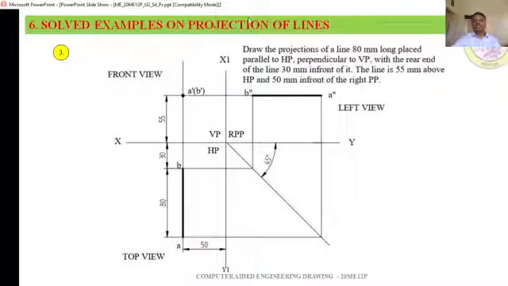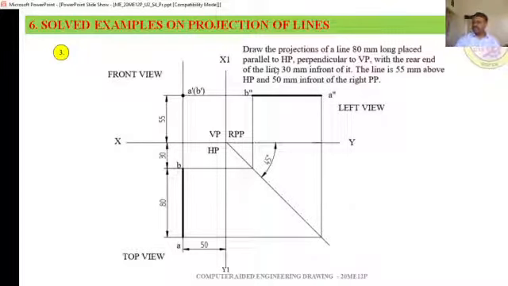Another problem, draw the projections of a line 80 mm long placed parallel to HP, perpendicular to VP. If the rear end of the line is 30 mm in front of it, the line is 55 mm above HP and 50 mm in front of the right PP.